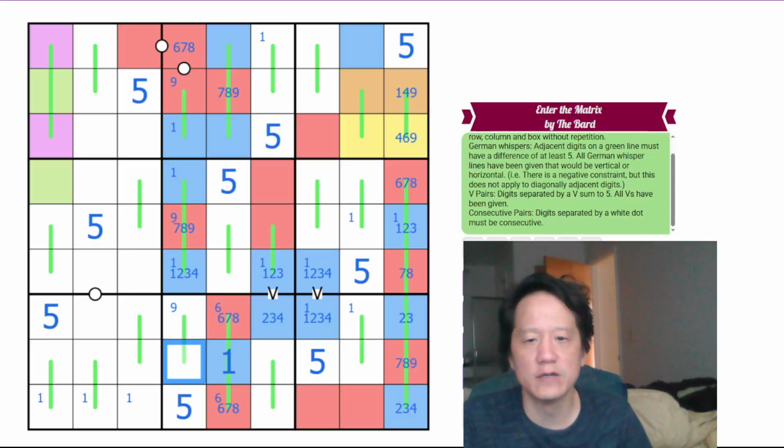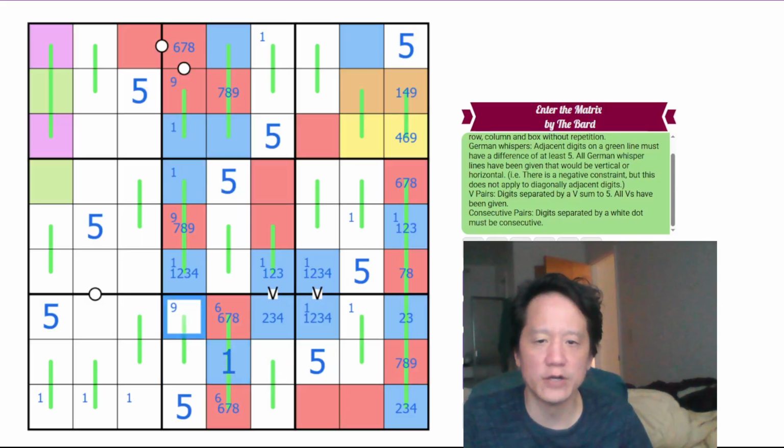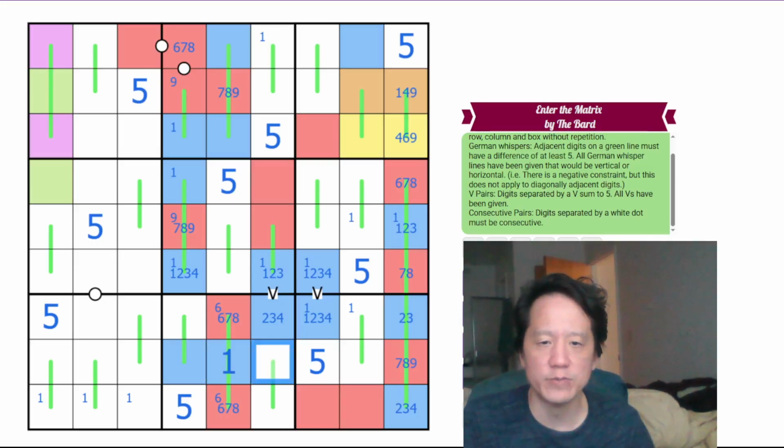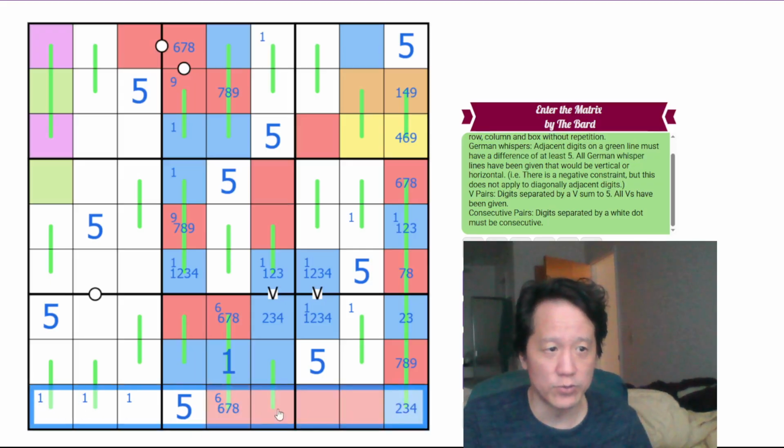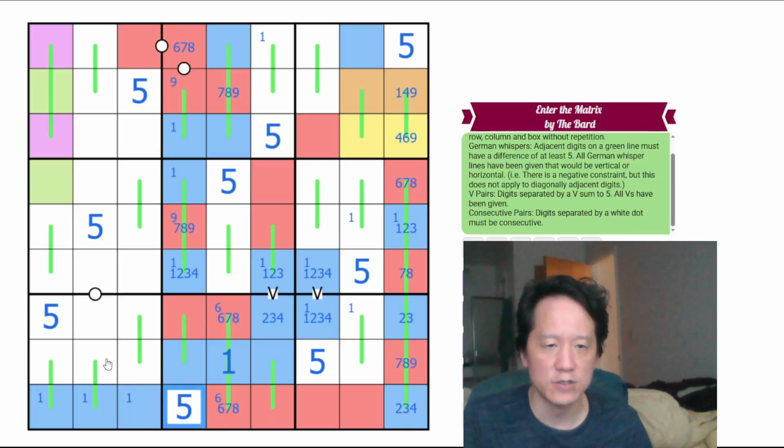Actually, cannot. Okay. Since this is 1, okay, that tells us a lot. Neither of these could be high, because there would be a German whisper line connecting those with a 1 if that were the case. Therefore, these are both low. This must be high. This is high. We have 4 high digits in row 9, which means the rest of the row must be low. So these are all low, which forces both of these to be high.